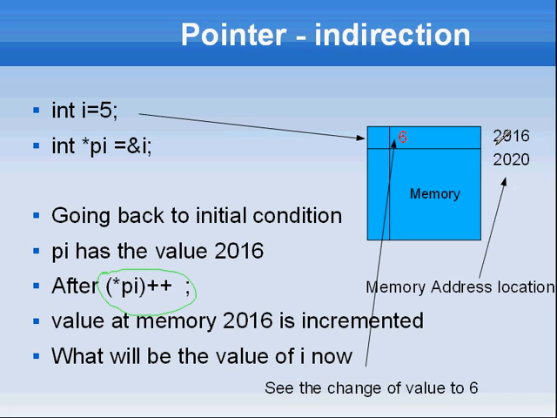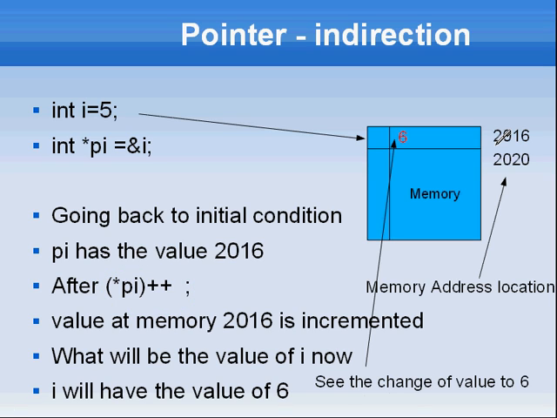Now what will be the value of i in this particular case? i will have the value of 6 because it is nothing but whatever is pointed to by memory location 2016. Nobody has changed the address, so the address of i is still 2016, and it is now pointing to the value in memory, which is nothing but 6.